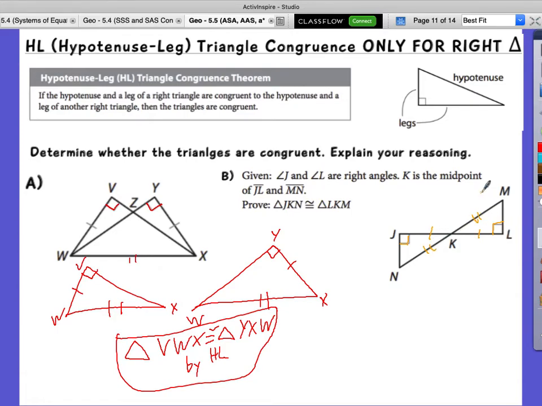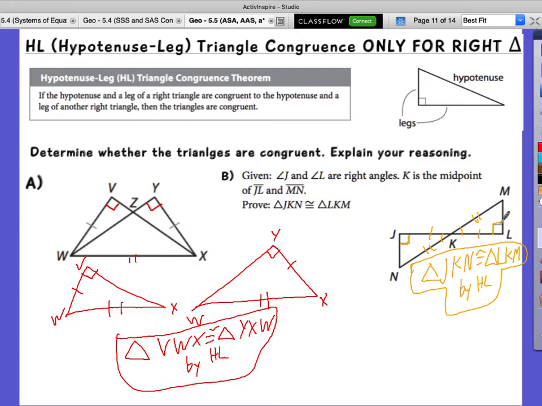Do we have enough to prove these already? Yes, by hypotenuse leg. We don't have a side-side-angle, but we can do a hypotenuse leg. Now, could you also go one step further and do vertical angles? Then you can do side-angle-side or angle-side-angle. So triangle JKN is congruent to triangle LKM by hypotenuse leg. Can you also use angle-side? Yeah, you could use that. Okay. Questions on that?